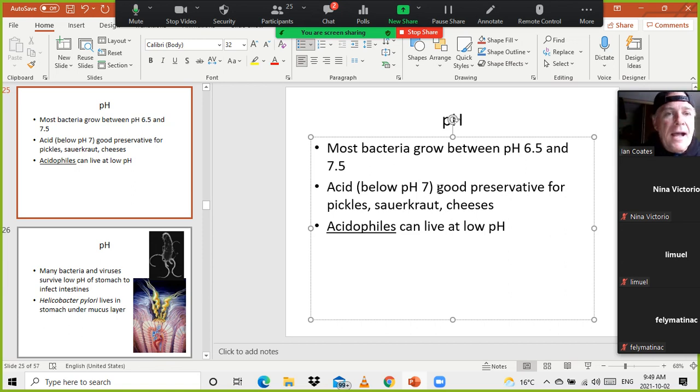Okay. It's a good preservative. People would use it all the time. Sauerkraut, kimchi, okay, all these kinds of things. They're all fermentation. There's all a bit of acid in there, okay? Acidophiles, okay, can live in low pH.